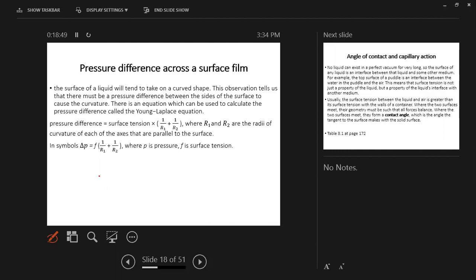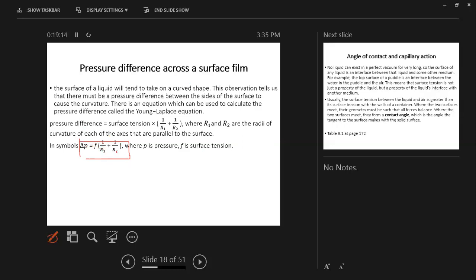Okay, so the pressure difference across a surface film. To find the pressure difference, we are going to use this formula. For this, F is going to stand for the surface tension. Remember, surface tension is force over length or force over area. To find the surface tension, we are going to use force over area. So to find the change in pressure across a surface film, we are going to use this formula.